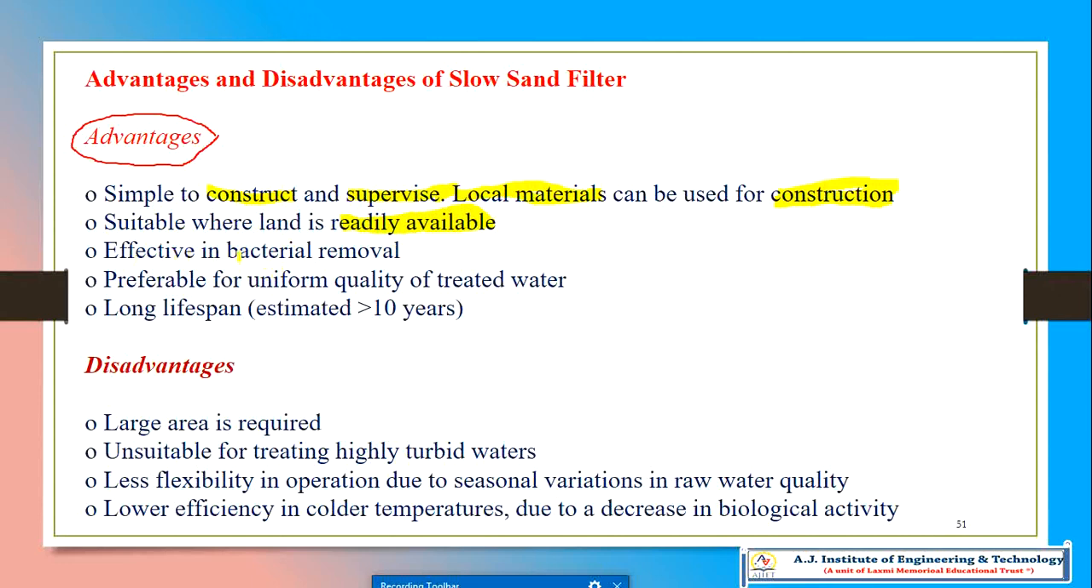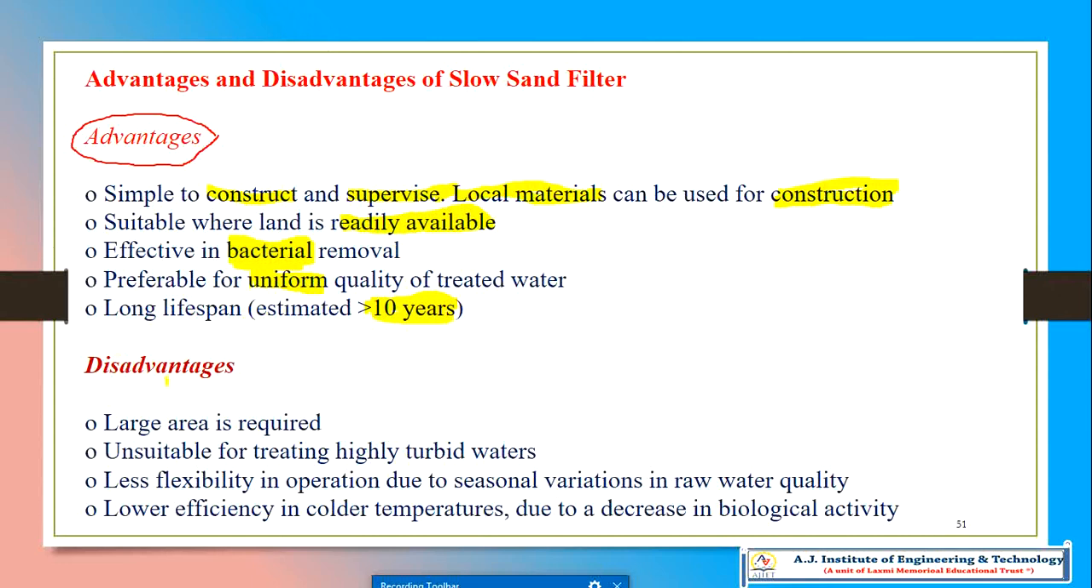Bacteria removal will be effective, because in a slow sand filter the rate of filtration is low. Uniform quality of the treated water is preferable; quality will be uniform in the treated water compared to other treatment filters. And long lifespan, estimated up to 10 years. The lifespan of the slow sand filter will be high.